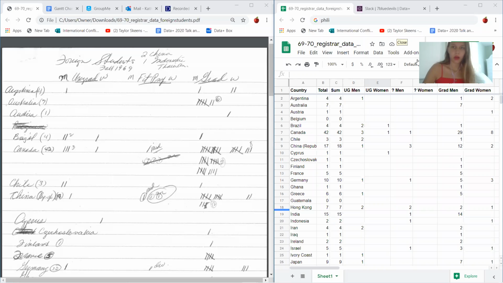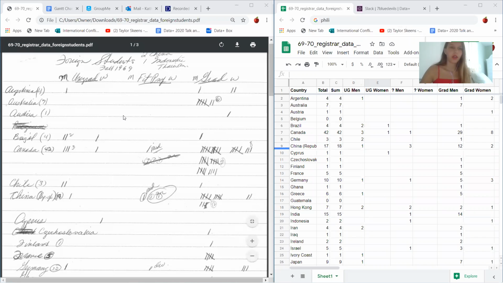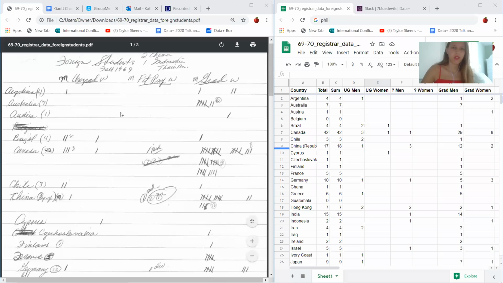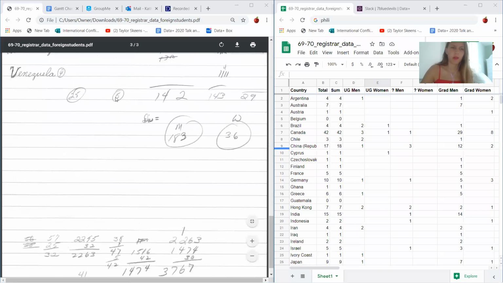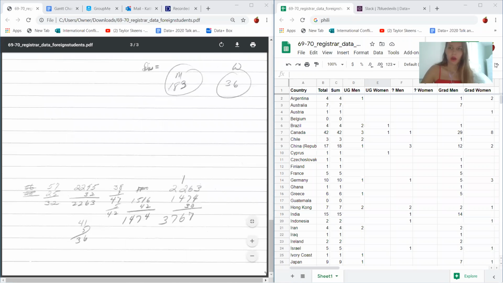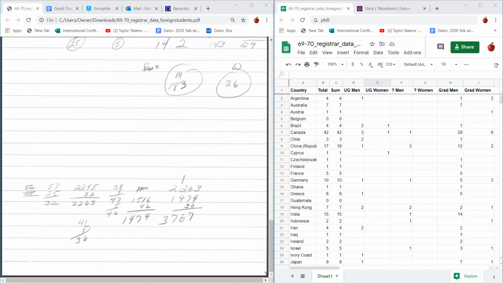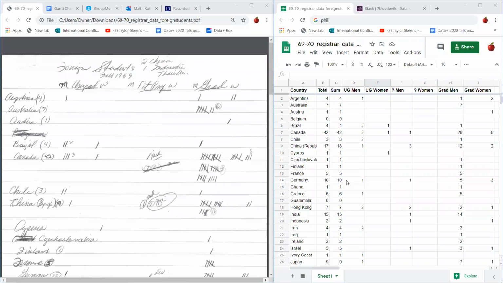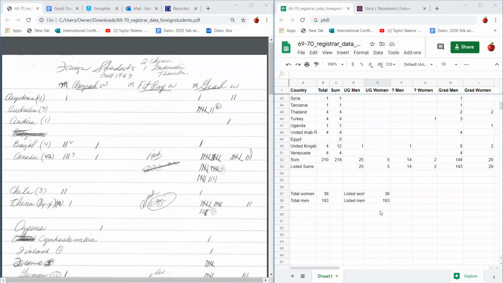Okay, hopefully this records. I just converted the 69 to 70 registrar data of foreign students. Since it was in cursive and handwritten, it was kind of complicated, so I thought I would make a video talking about how I did this. This is the finished table that I've converted it to.